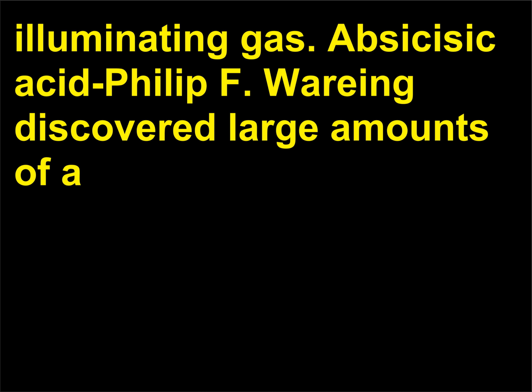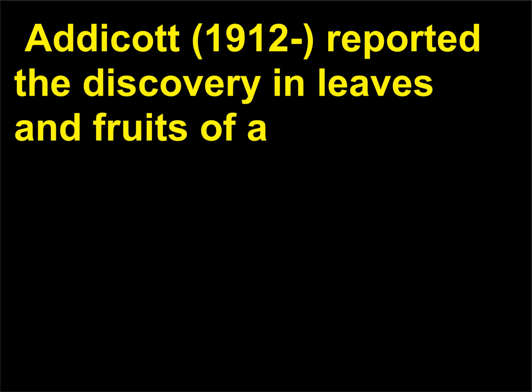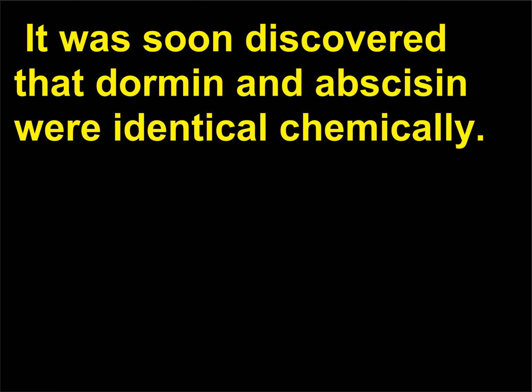Abscisic acid. Philip F. Wareing discovered large amounts of a growth inhibitor in the dormant buds of ash and potatoes that he called dormin. Several years later, in the 1960s, Frederick T. Addicott, 1912, reported the discovery in leaves and fruits of a substance capable of accelerating abscission that he called abscisin. It was soon discovered that dormin and abscisin were identical chemically.